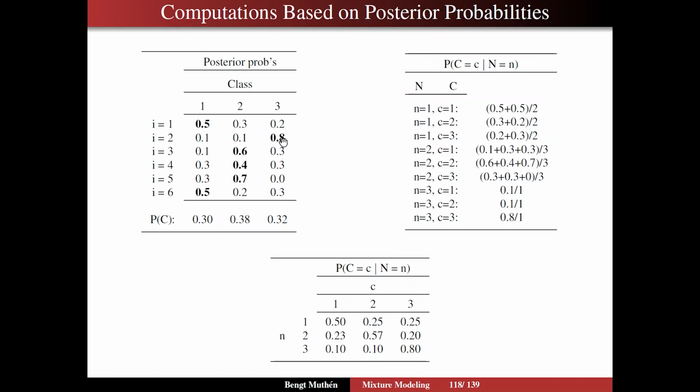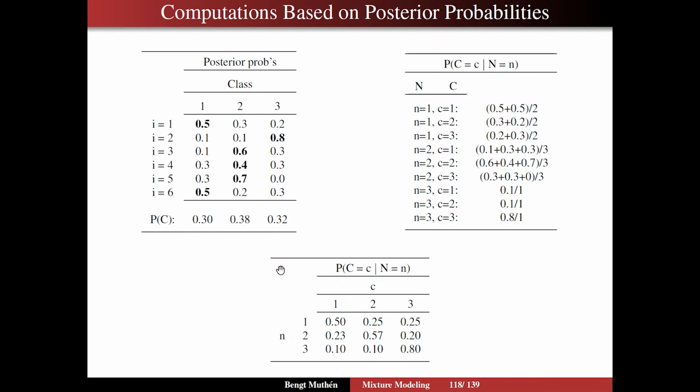individual. So c equals 1 class membership then has probability 0.1. So you have 0.1, it's only 1. And for class 2, 0.1 again. And for class 3, it's 0.8 divided by 1. So here you have those probabilities computed for the individuals.